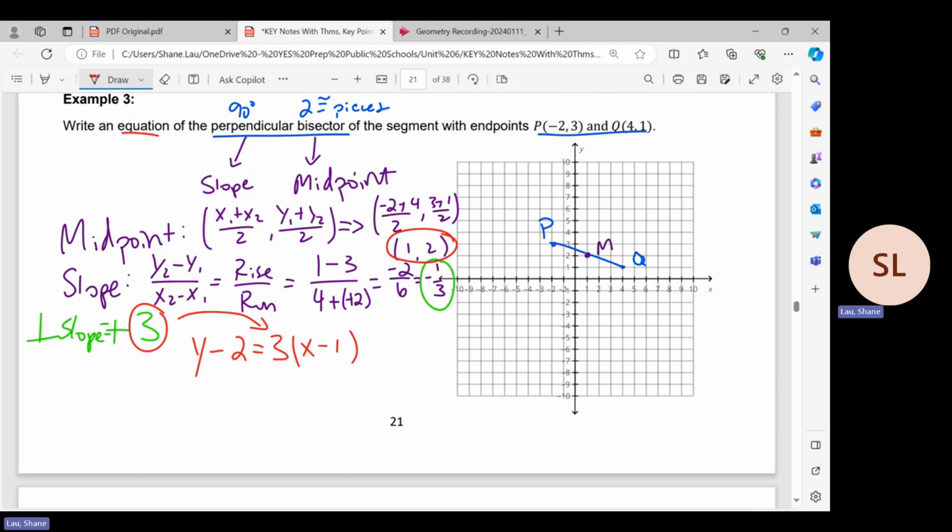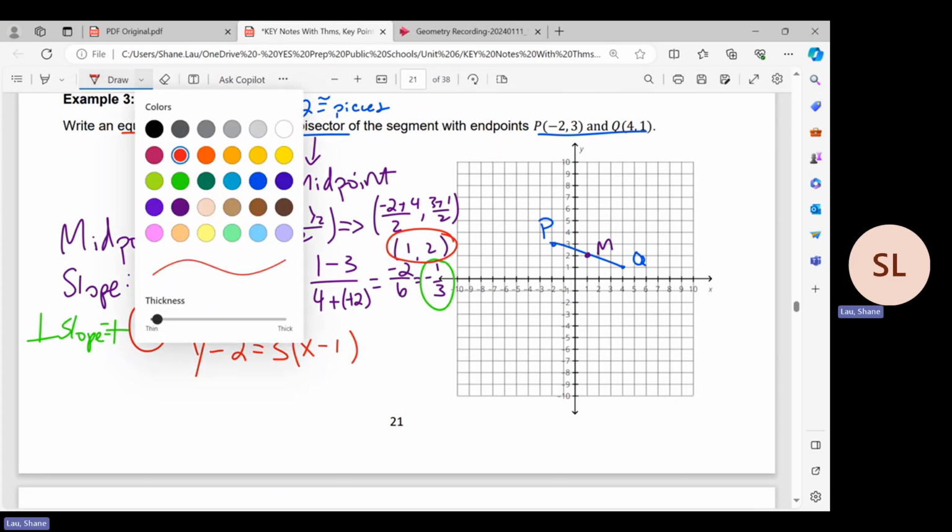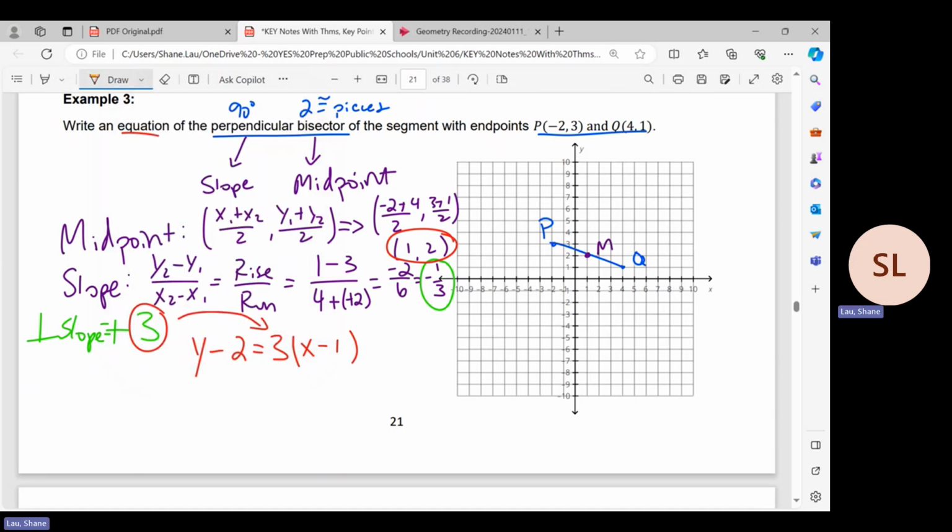But if you do want to change this and put it into y equals mx plus b, here's how we're going to do it. First, distribute the 3 over. Y minus 2 equals 3x minus 3. And add the 2 on both sides, essentially just solving for y. And that's our answer.